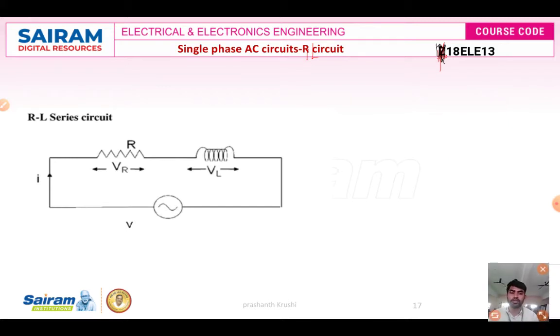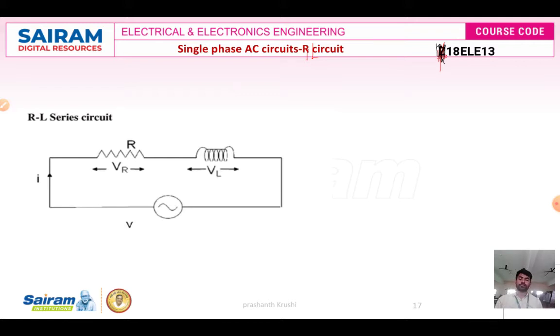This is a circuit consisting of resistance and inductance in series across the supply. The voltage V is equal to Vm sin omega t. Due to this voltage, current will flow through the circuit. The voltage drop across the resistance is VR, VR is equal to I into R, and VL is equal to I into XL.